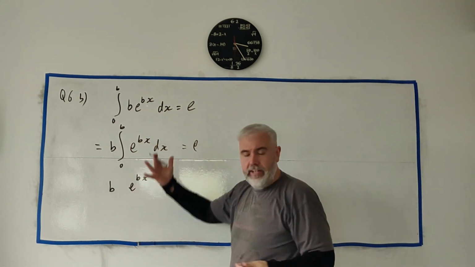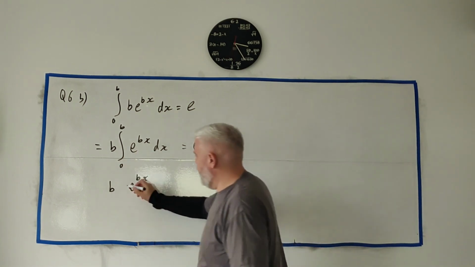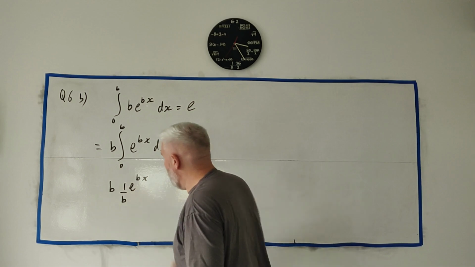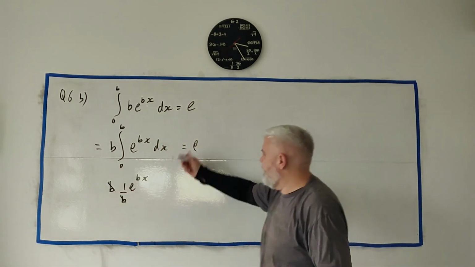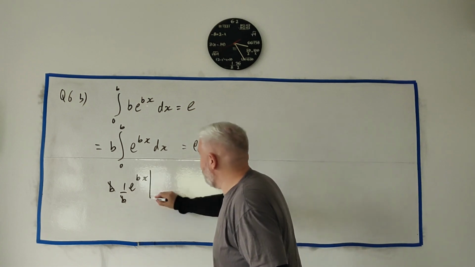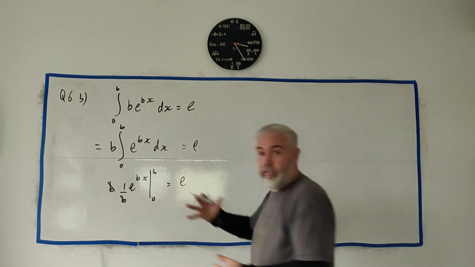And in an integral, we end up dividing by that derivative. Again, this formula is all in your book. So we end up dividing by b, or multiplying by 1 over b. In this case, we just get a cancellation out here, and the answer is still equal to e. This is evaluated from 0 to b, and the answer is still equal to e.